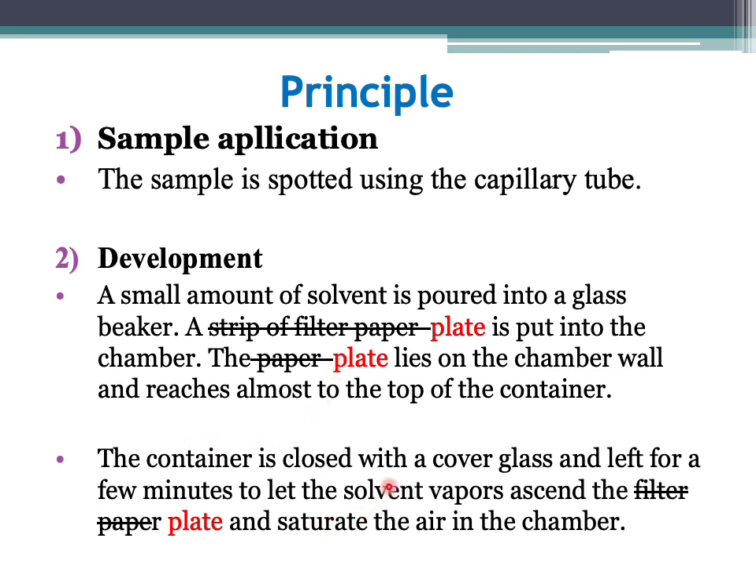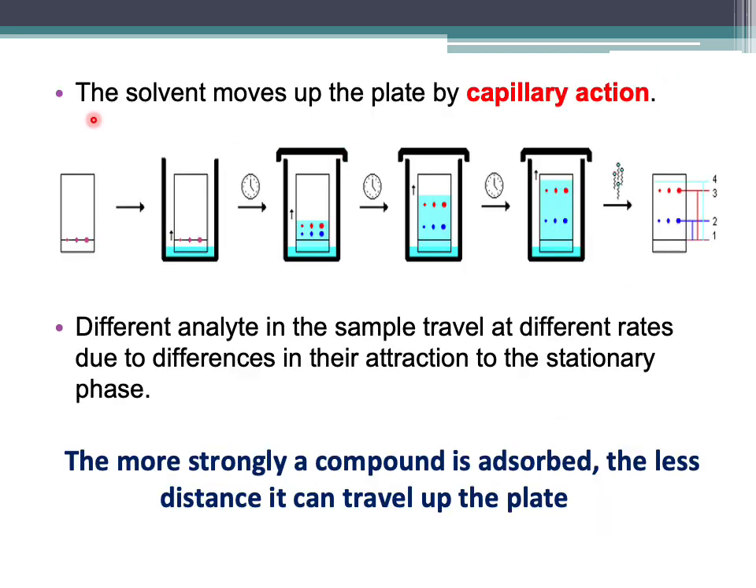So the container is closed with a cover glass and left for a few minutes to let the solvent vapors ascend the filter paper and saturate the air in the chamber. So the solvent moves up the plate by capillary action. So ni lah plate yang kita guna, and this plate is covered with the stationary phase of the adsorbent. Okay, and then we put a spot on the line of the plate. Okay, and then kita letaklah dalam mobile phase, and then tutup.